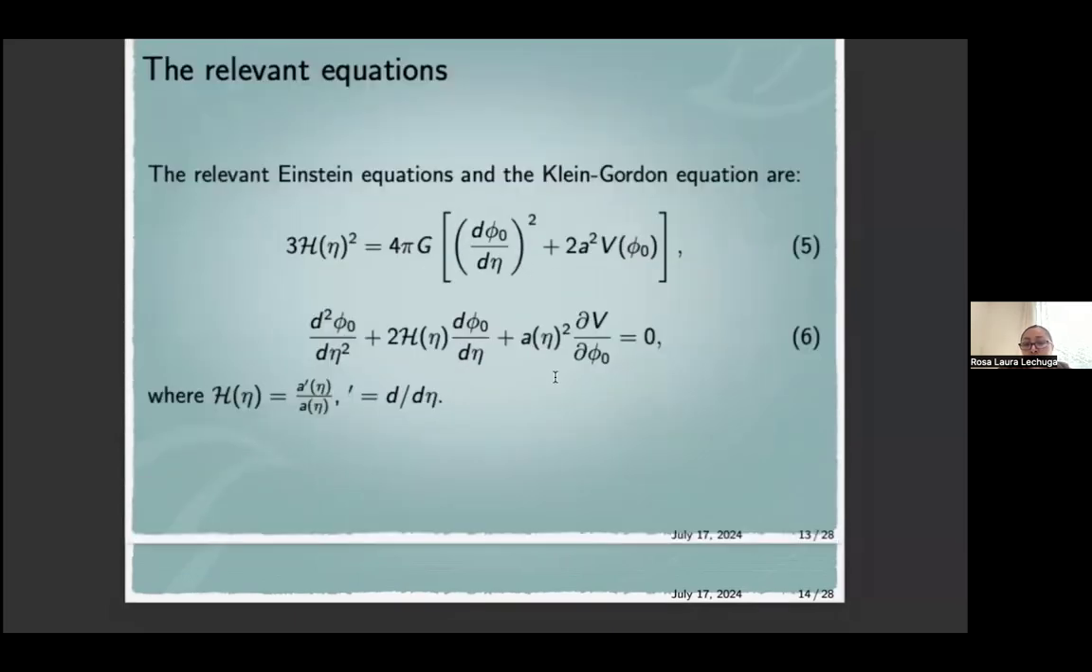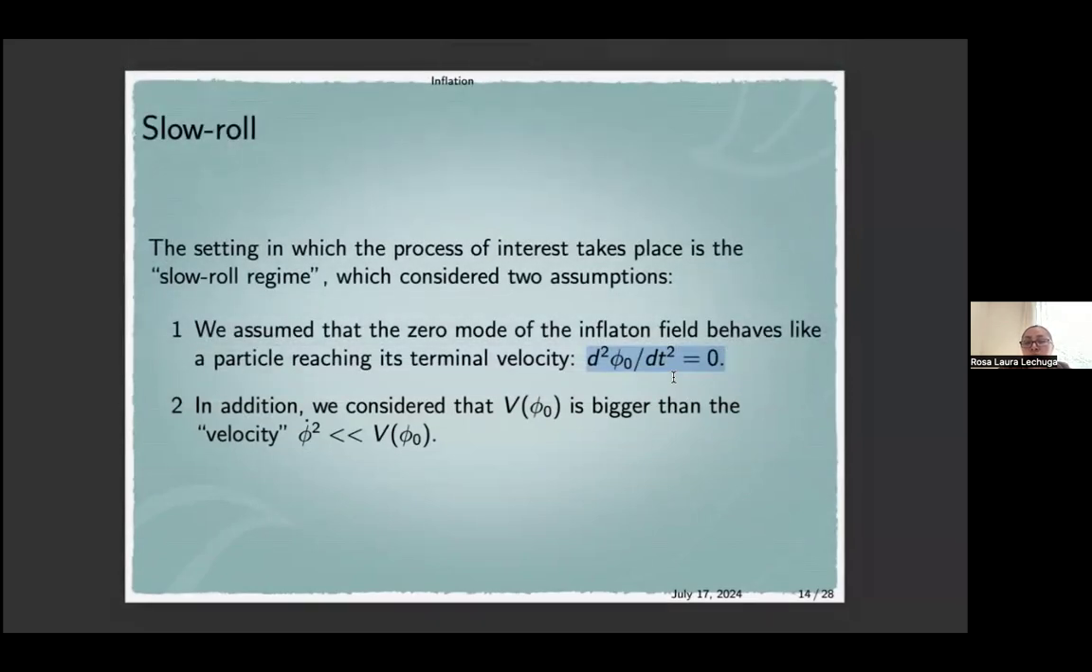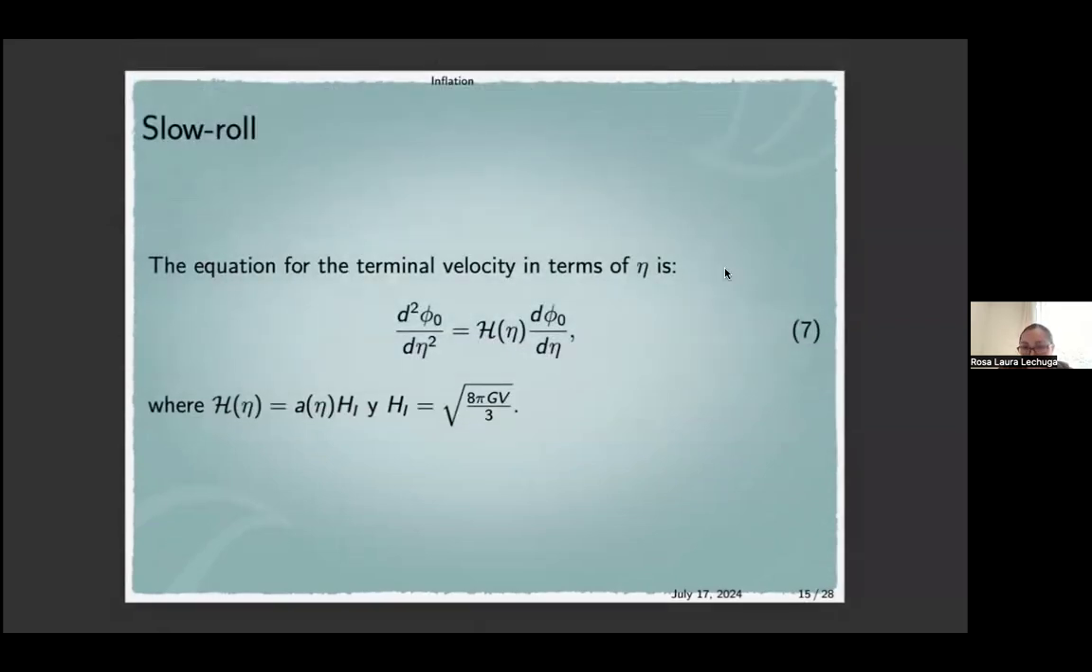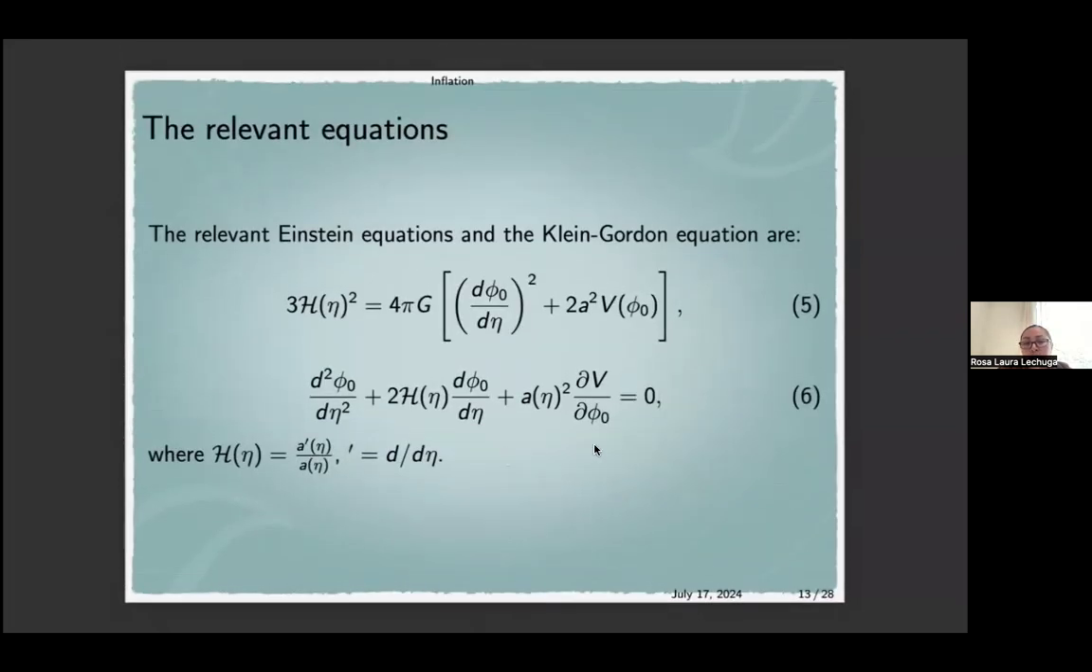in the Klein-Gordon equation. So first of all, I need to write the condition of the terminal velocity in terms of the conformal time, but I have the equation in 7. So I have the conditions in terms of conformal time. Now I'm going to replace this quantity. It's equation 7, and I'm going to replace it here. Okay, let me show you.